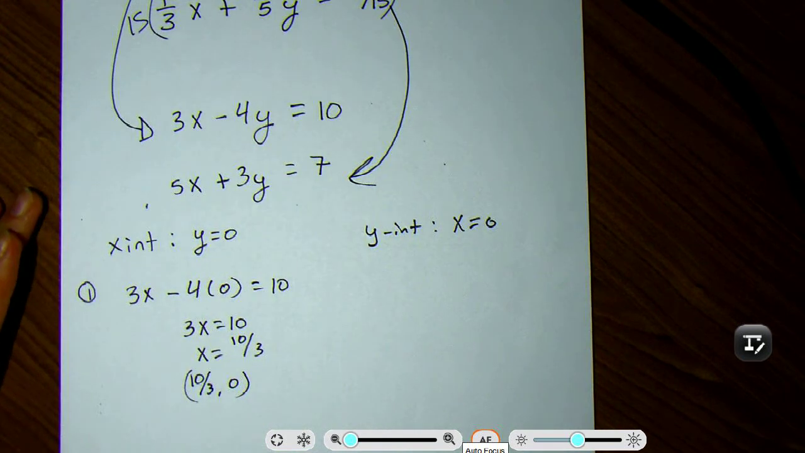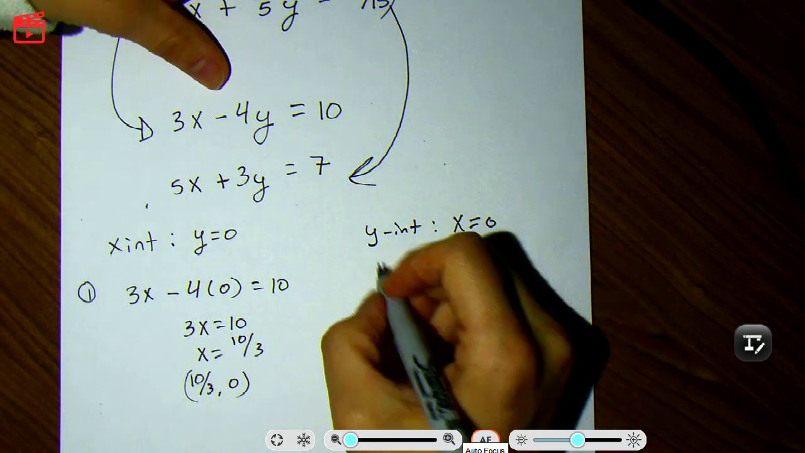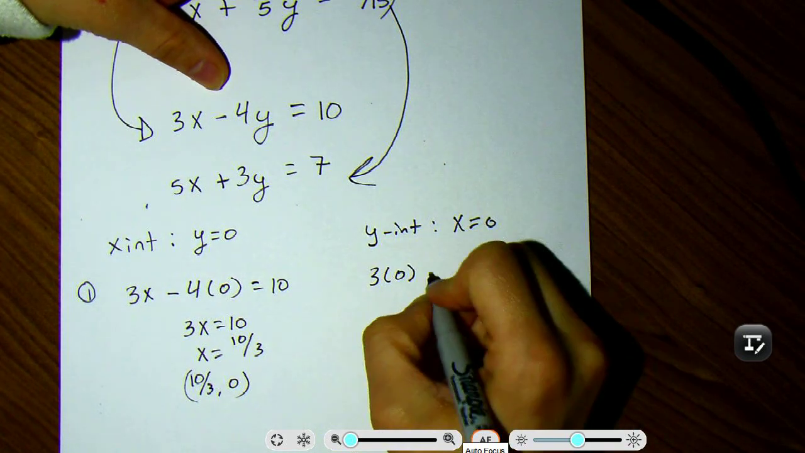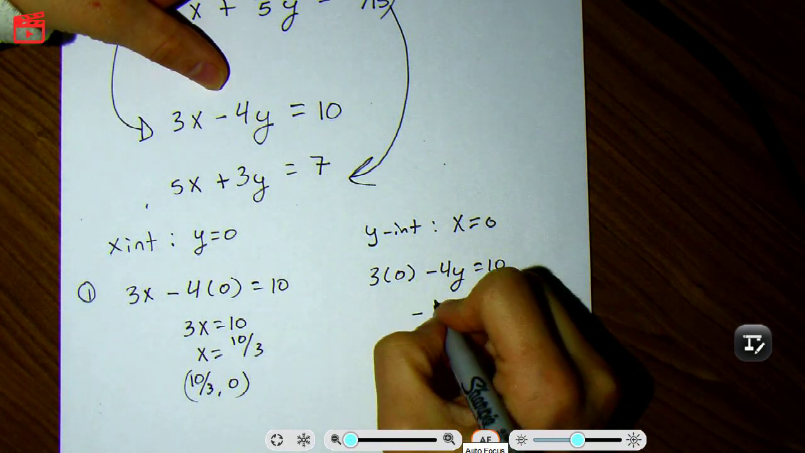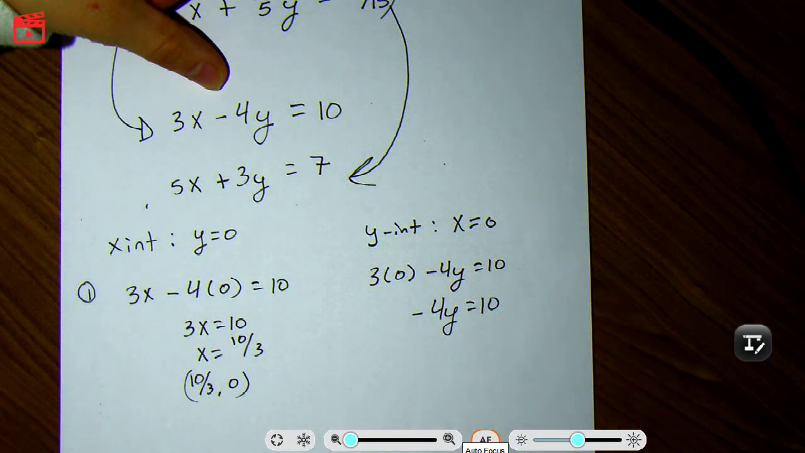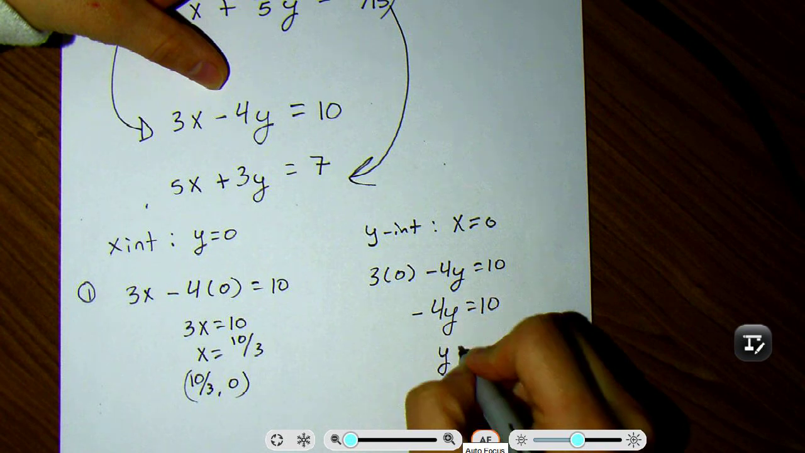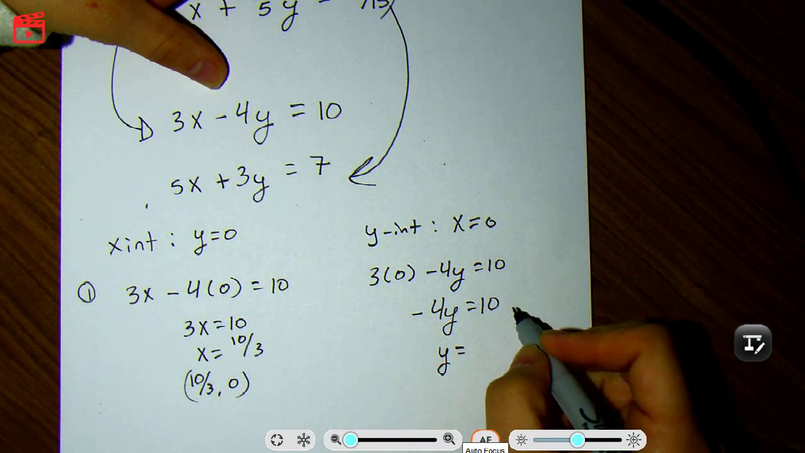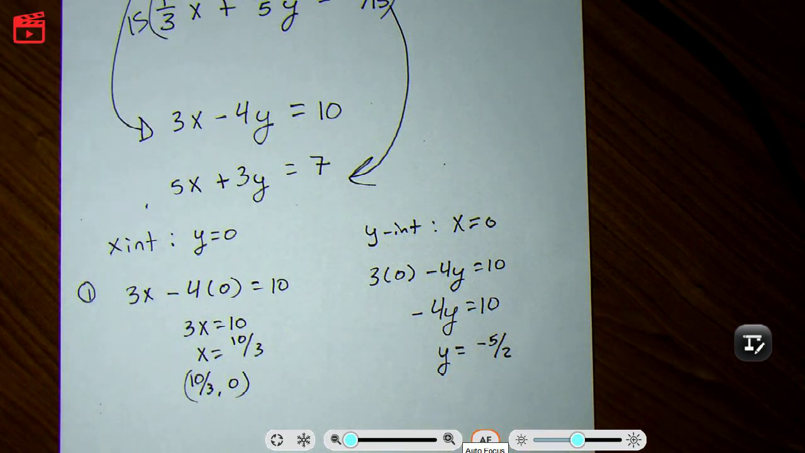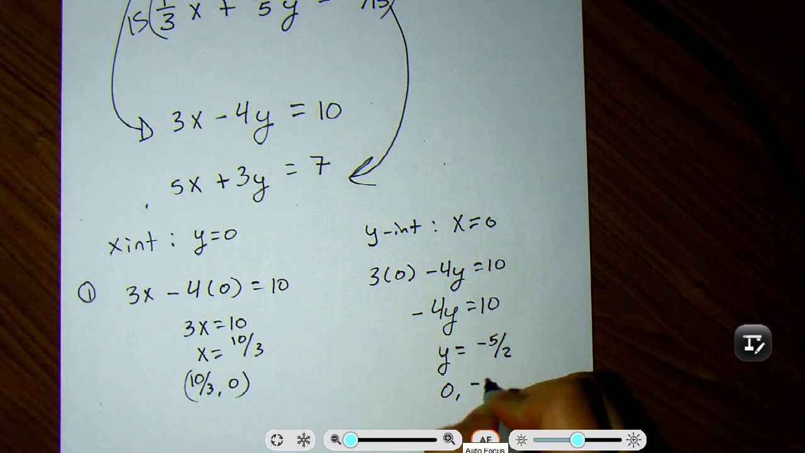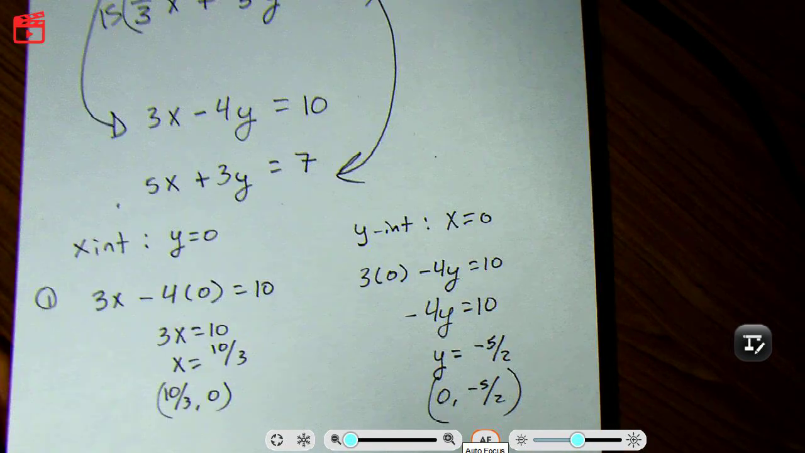And for the y-intercept, I'm plugging in 0 for the x value. So I have 3 times 0 minus 4y equals 10. 3 times 0 is 0, so I'm left with negative 4y equals 10. To get y all by itself, I'll divide both sides by negative 4. So y is equal to negative 10 over 4, which reduces to negative 5 over 2, or negative 2.5. So the y-intercept is 0, comma, negative 5/2. I'm going to go ahead and graph that, and then we'll look at the second equation.